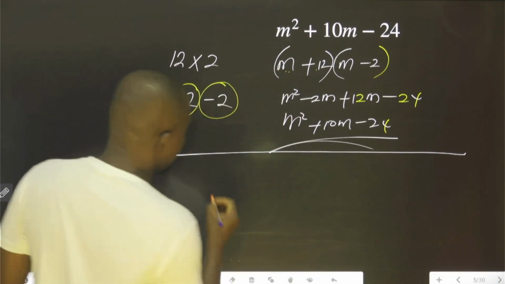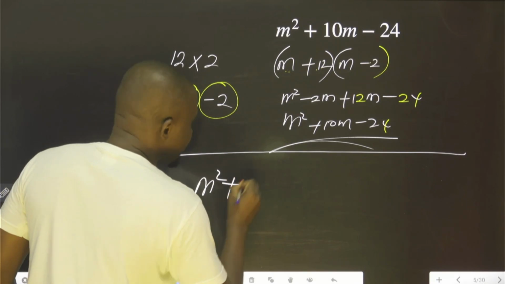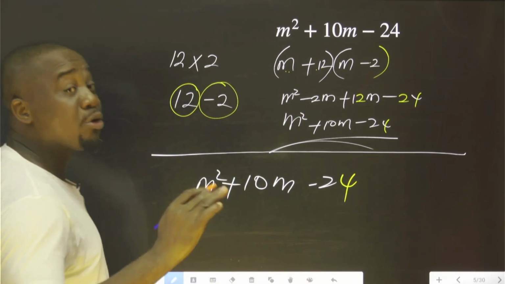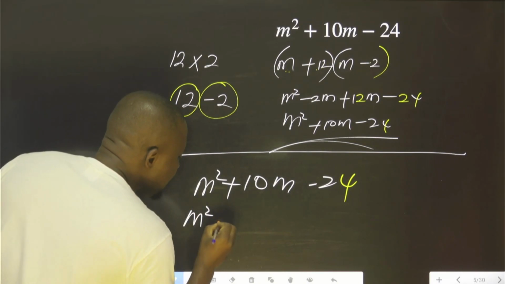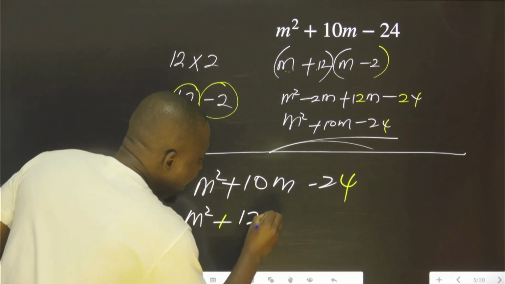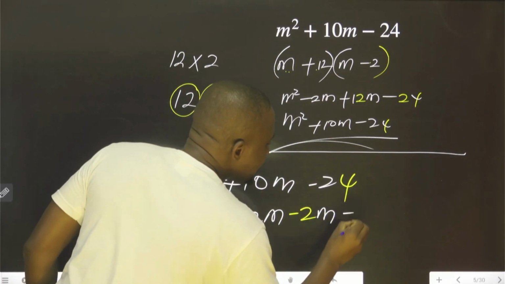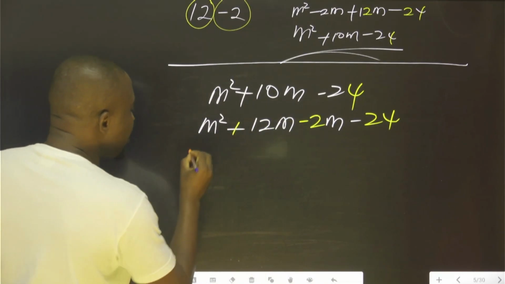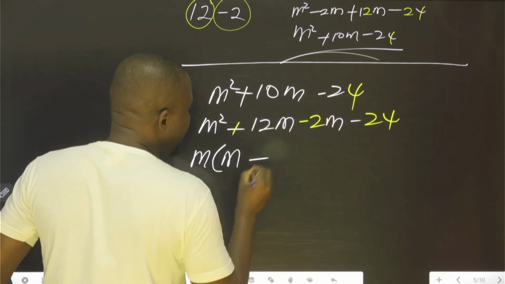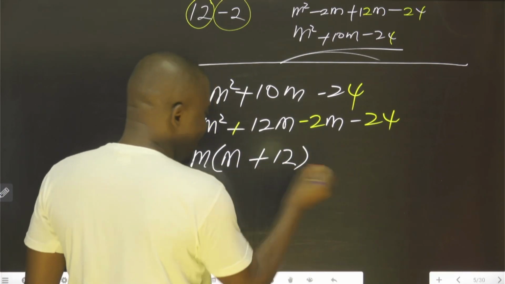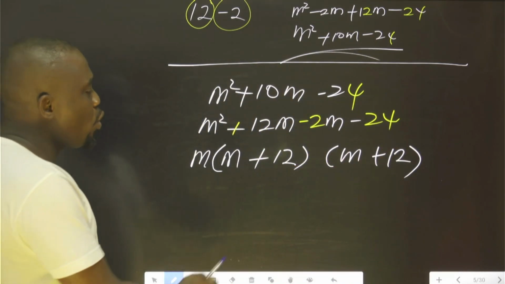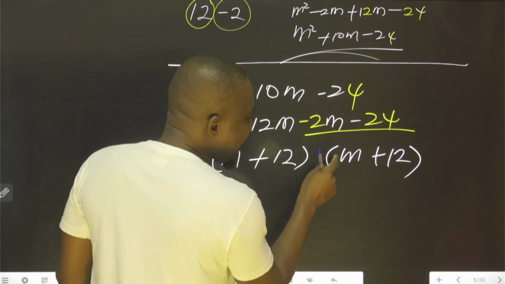Let's apply it here. Standard method. M squared plus 10m minus 24. You have established 12 and minus 2. That's m squared plus 12m minus 2m minus 24. Okay? Now, what is common here is m. What is remaining is m plus 12. You repeat it. M plus 12.